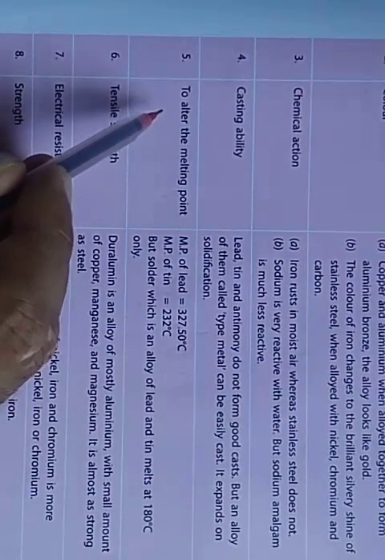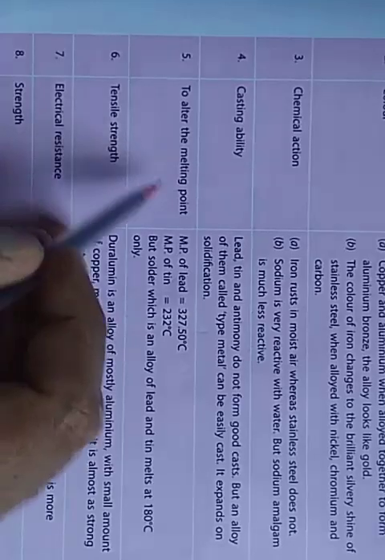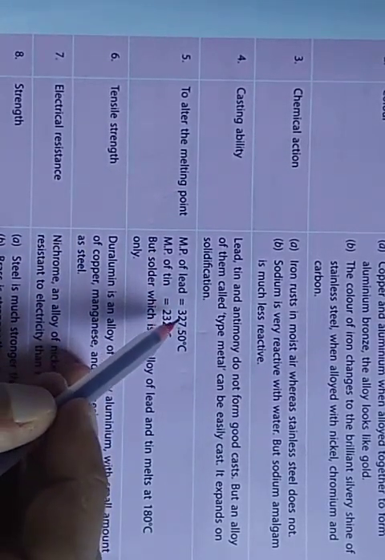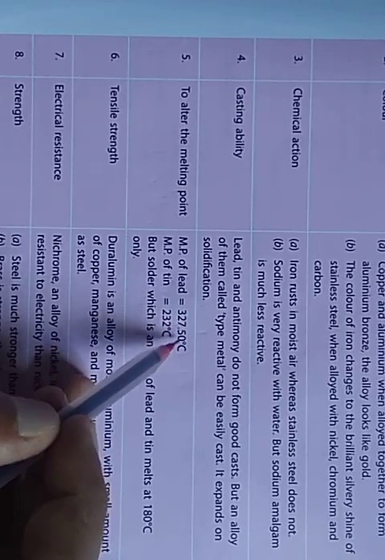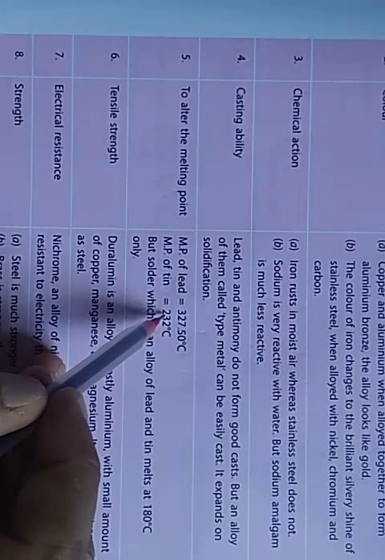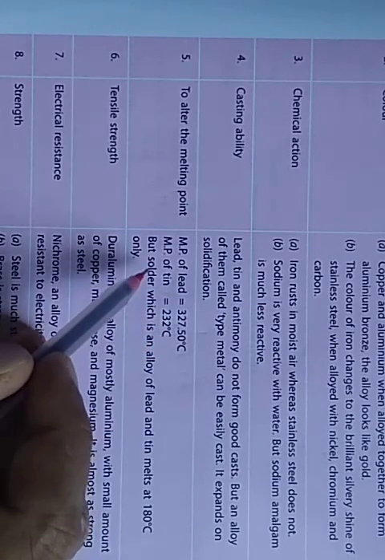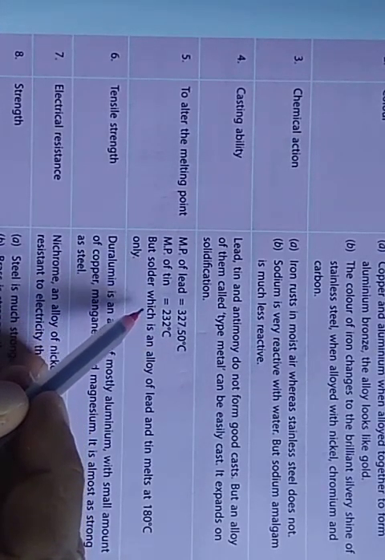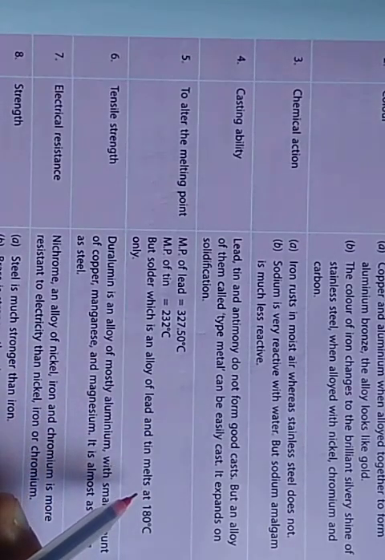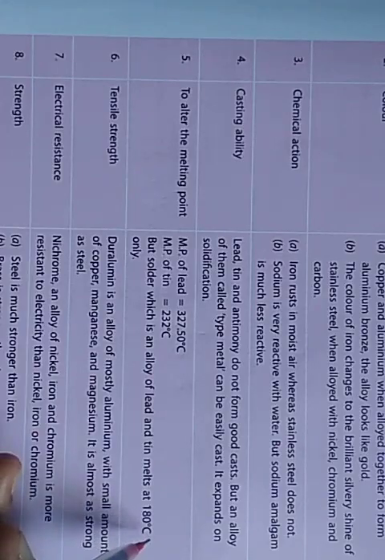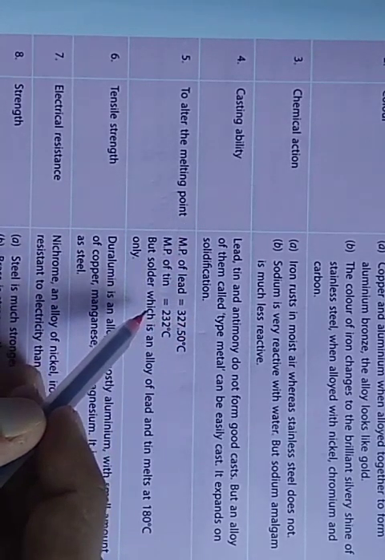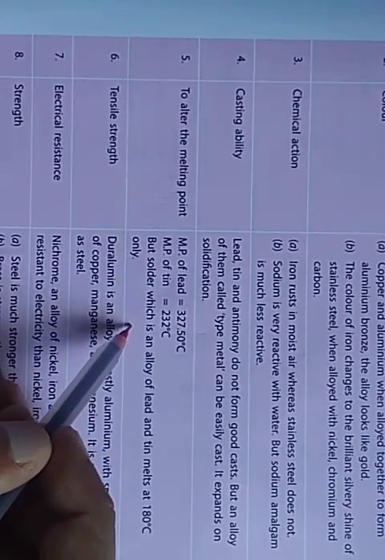Alloys alter the melting points. The melting point of lead is 327.5 degrees Celsius. The melting point of tin is 232 degrees Celsius. But solder, which is made from lead and tin, has a melting point of 180 degrees Celsius. So the melting point of an alloy is generally lower than that of its constituent metals.